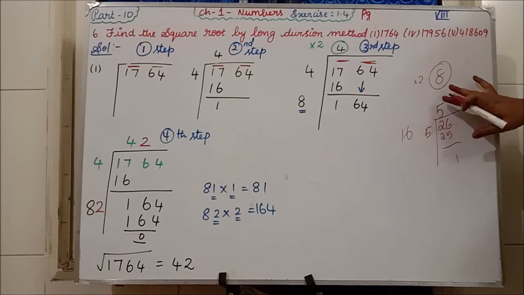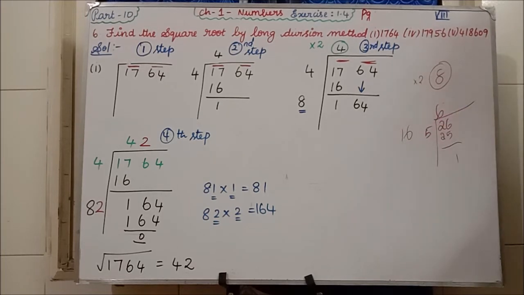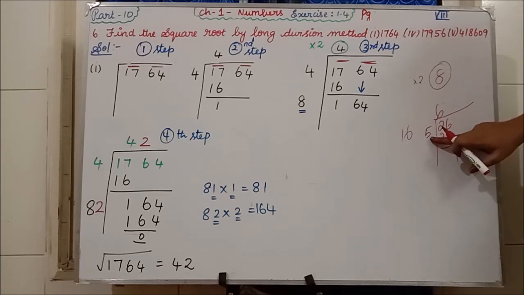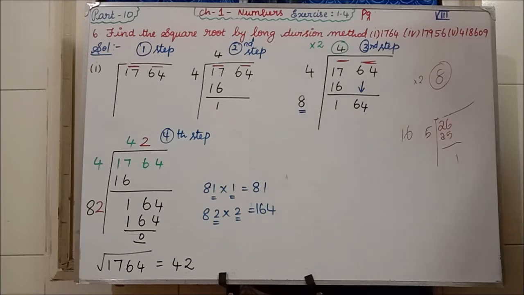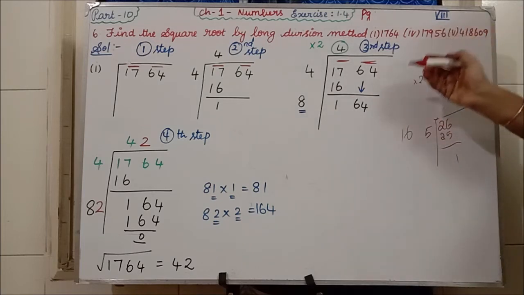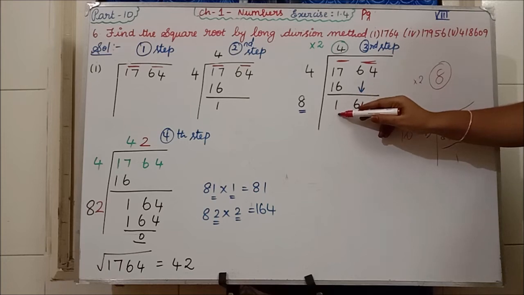Clear, students? You should not write 5 here and another 6 there. That is a normal division. So in long division, whatever number you write here, the same number you have to write in the quotient also. That is the second step. Now the third step: after writing, you subtract and write the answer.